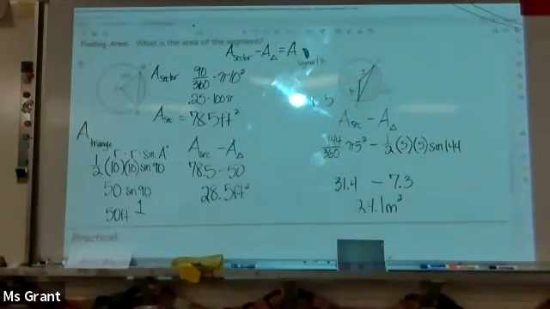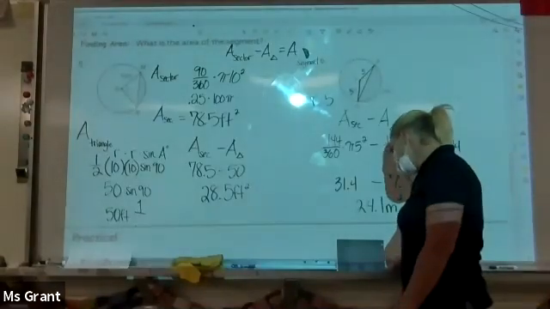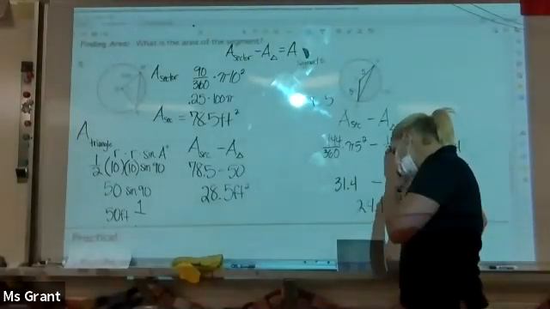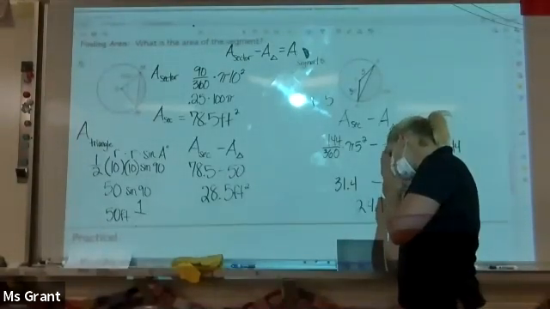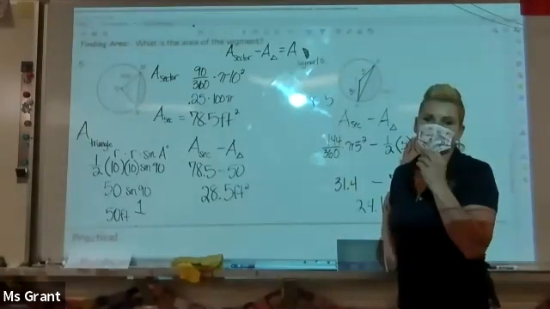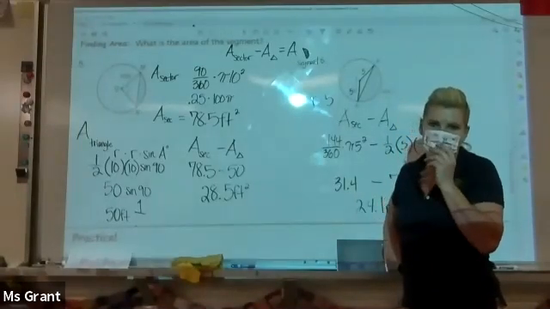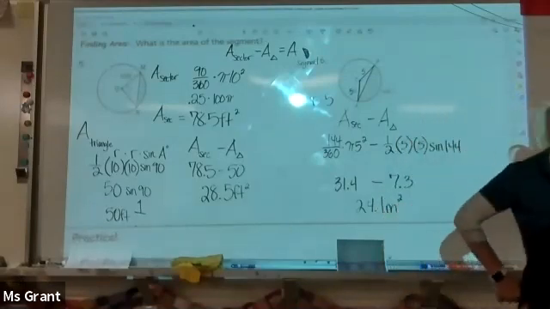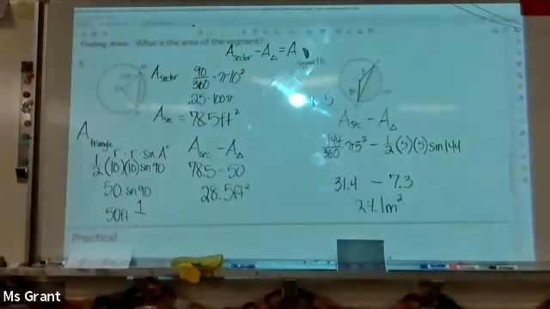Miss Grant, for number 6, would it just be 360? Number 6. Yes. Yeah, the whole thing is shaded, because that's just the whole circle. Like just find the area of a circle. So it's super simple, like a 6th grade math problem.